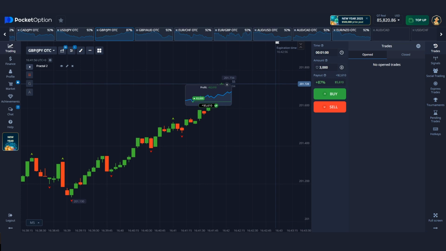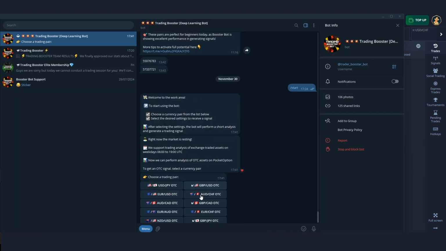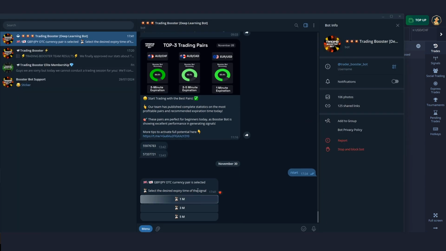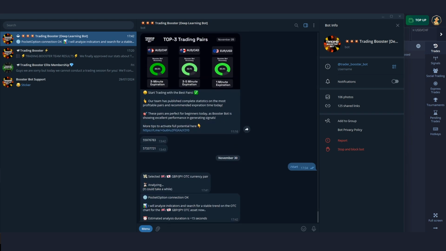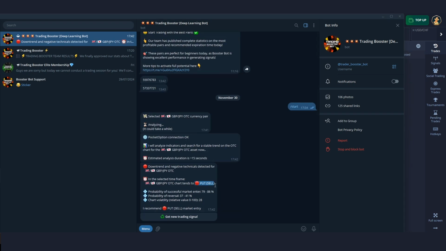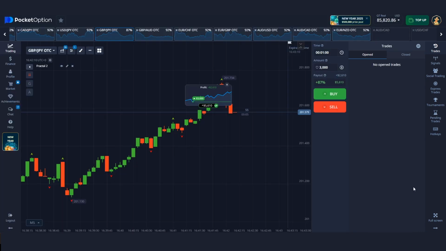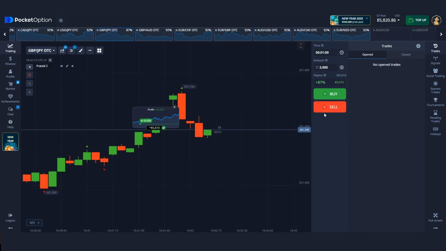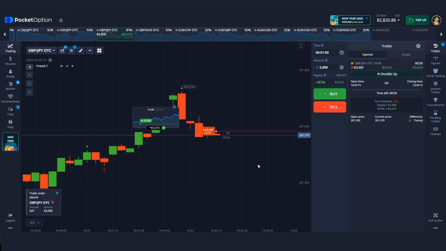I'll choose the British pound Japanese yen again. I like this currency pair, and again the time for the deal is 1 minute. And I get a sell signal, great percentages but very high percentages for reversal. Let's take a chance, wait for a new 5-second candle and open a sell trade on the new candlestick.